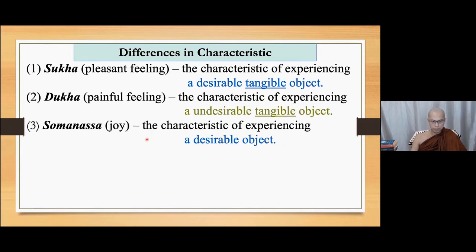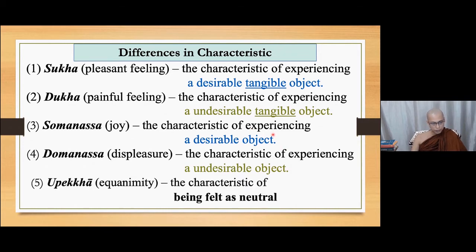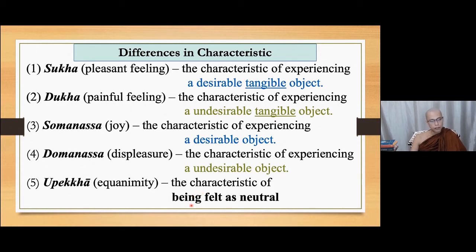Then somanasa, joy, as a mental joy, is no more tangible. It is not a tangible object, just a desirable object. So experiencing a desirable object is the characteristic of somanasa. And domanassa is experiencing an undesirable object. That is the characteristic of domanassa. So the former two, sukha and dukkha, experience a tangible object of desirable and undesirable. And somanassa and domanassa just experience desirable and undesirable. So it covers all.